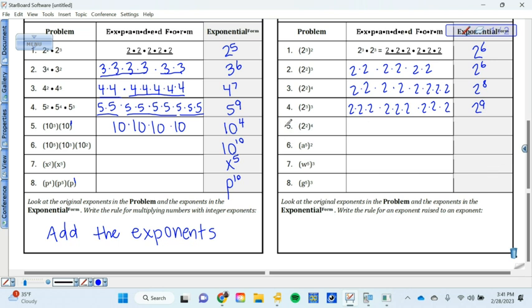Number 5 is a repeat. No, to do number 5. What's my pattern here? You guys, can you stop?